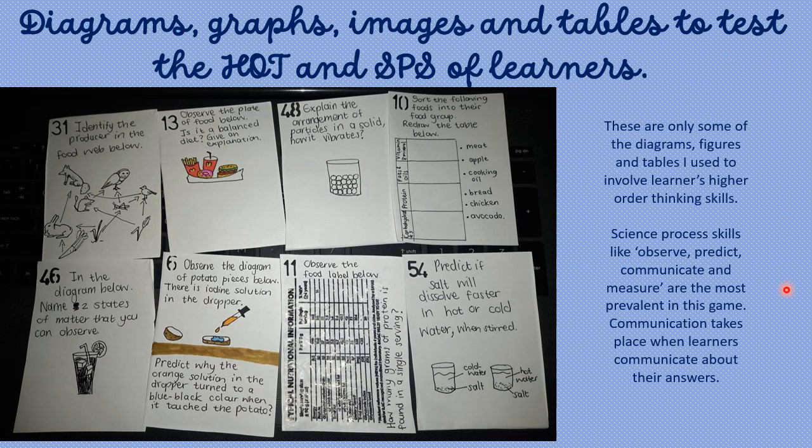I just want to quickly show you that I have cards that include diagrams or tables. Other cards have figures, and this is for learners to use higher order thinking and to develop scientific process skills, since most of these questions call on learners to observe and predict. Learners also have to communicate their answers at the end of the marking phase of the game, and some questions even require learners to measure.